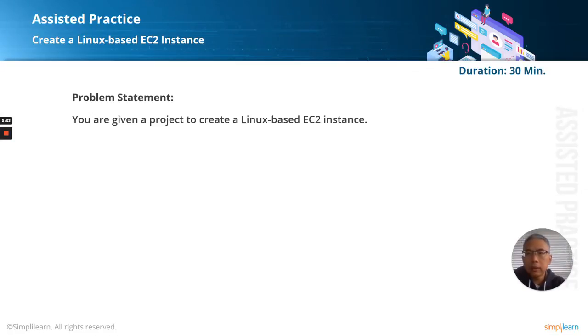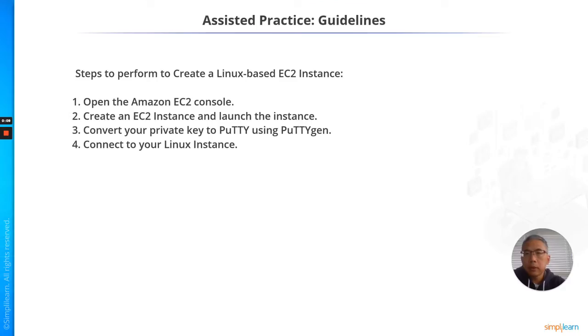Hello. In today's lesson, I will show you how to create a Linux-based EC2 instance. The objective we're going to perform today is create an EC2 instance, so we can launch the instance. We'll convert the private key to PuTTY using PuTTYgen and connect to the VM through PuTTY.